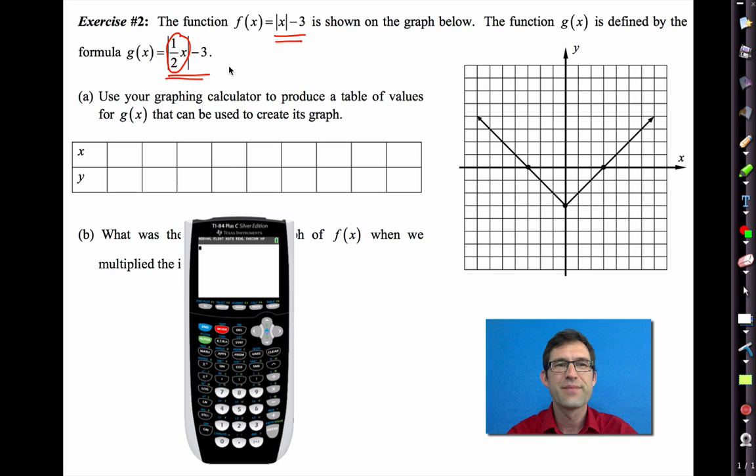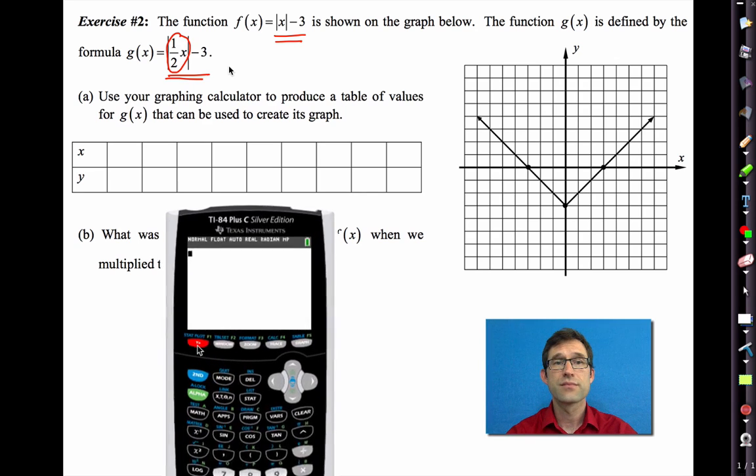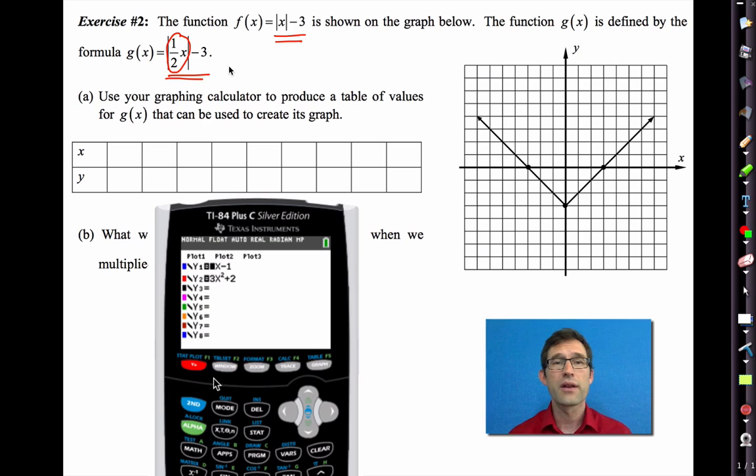All right. We want to go into y equals. Okay. We want to clear out anything that might be in y1, y2, etc. All right, take a moment. All right, let's enter that formula into y1. We want to be careful.